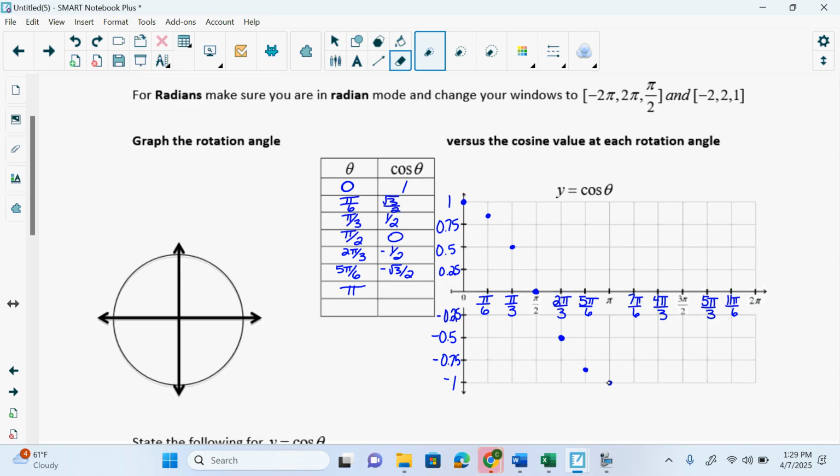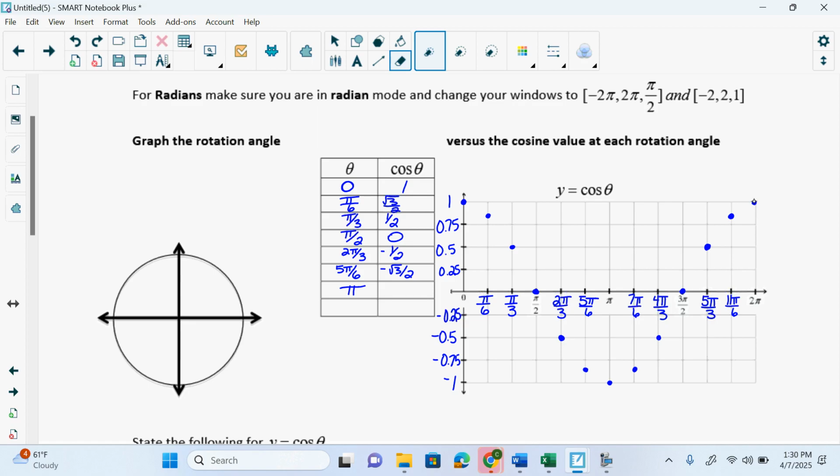What's cosine 7 pi over 6? Negative root 3 over 2. What's cos of 4 pi over 3? Negative a half. What's cos of 3 pi over 2? 0. What's cos at 5 pi over 3? 1 half. Yeah, and then cos 11 pi over 6? Root 3 over 2. And then cos of 2 pi?